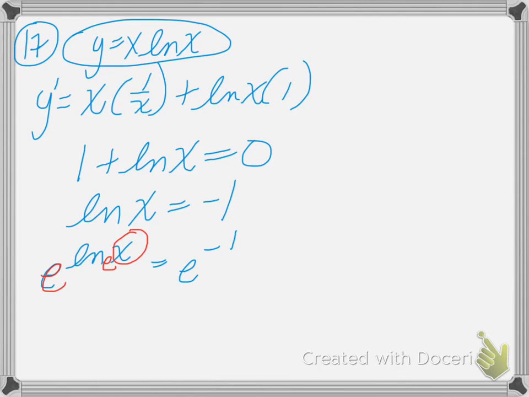So we're going to use that, and for the left side we have x equals e to the negative 1, which is 1 over e.